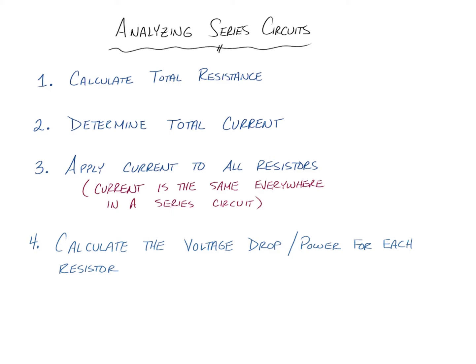If you want to analyze a series circuit mathematically, you want to follow the four steps shown here. Calculate the total resistance or equivalent resistance to begin with. Determine the total current coming out of the battery based on that total resistance. Apply that current to all resistors in this circuit if it's a series circuit, because the current must always be the same in a series circuit as there's only one pathway. And finally, once you have that information, we can calculate the remaining, the voltage drop and the power for each resistor, and it's fairly straightforward to do that.